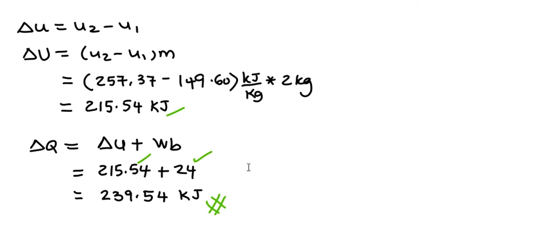So delta U is U2 minus U1, times m, because this unit is kilojoule per kilogram, so multiply by mass. So you got 215.54 kilojoule. So your delta Q is delta U plus boundary work. This one you calculated earlier, this one is from here. So therefore your final answer is 239.54 kilojoule.